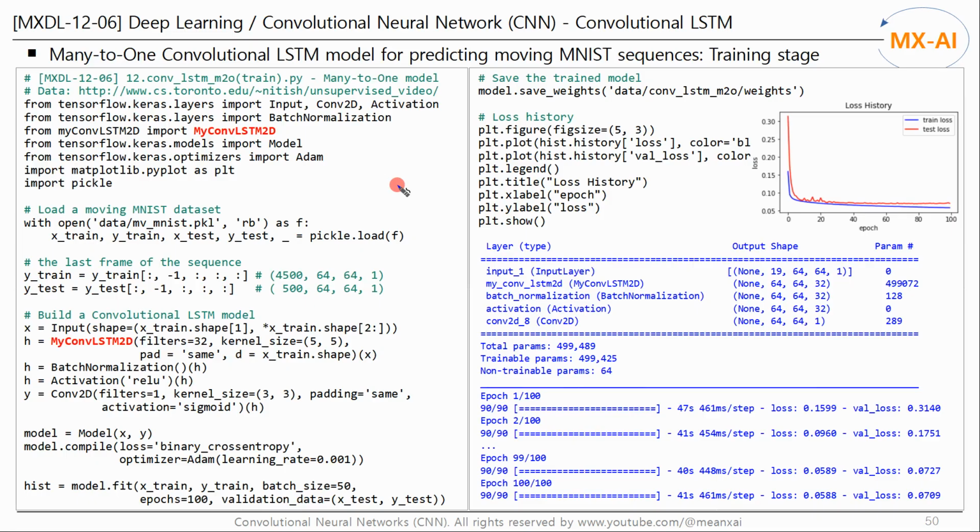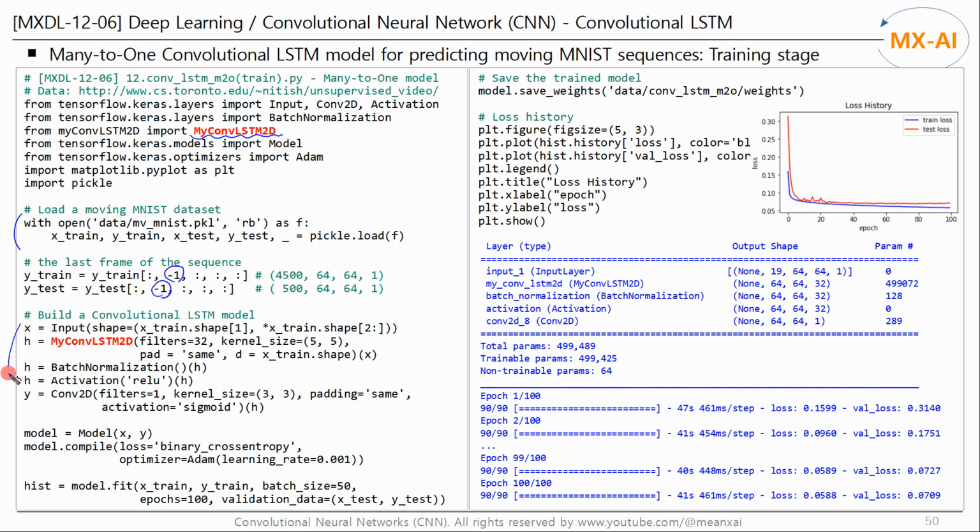Now let's implement this model in code. We'll use the custom 2D convolutional LSTM class we built earlier. Load the pre-processed moving MNIST dataset. This data is for a many-to-many model. Since we are going to build a many-to-one model, we will only use the last image in ytrain and ytest.